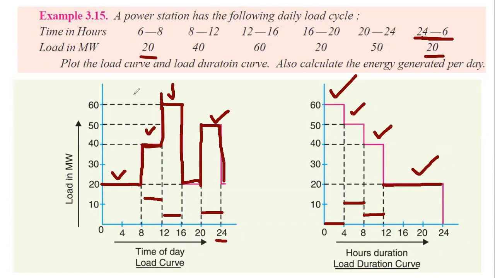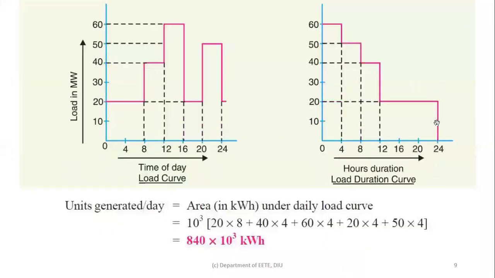You can calculate from any graph, from this graph also and this graph also. Those two graphs look different, but the area is the same because those are rectangles. So we just need to find the area of every rectangle. First this one, then the next one, then the next one, and finally the last one. We have 60 into 4, then 50 into 4, then 40 into 4, the two sides 40 into 4, and finally 20 into 12. If we sum all of those, we get the total amount of energy generated on that particular day.